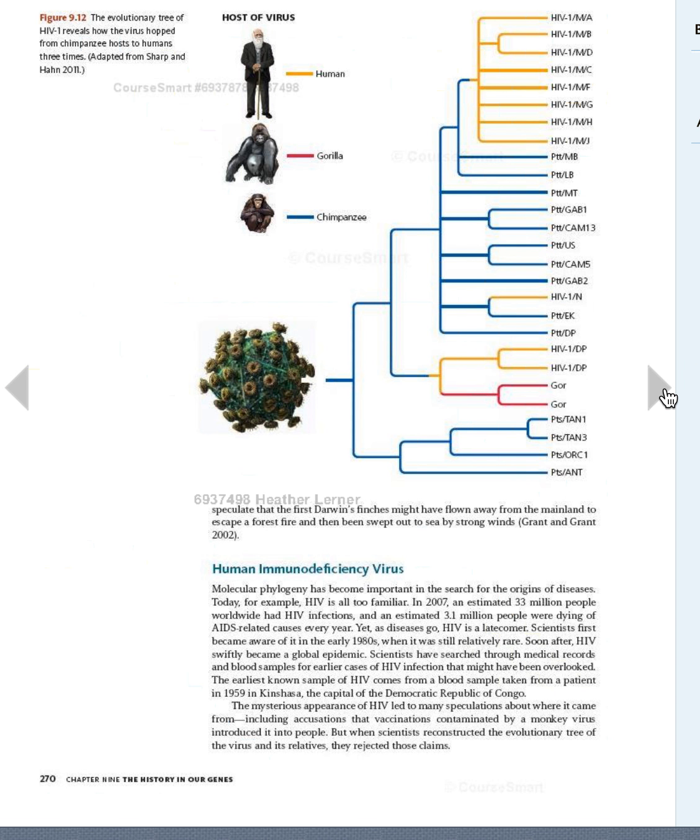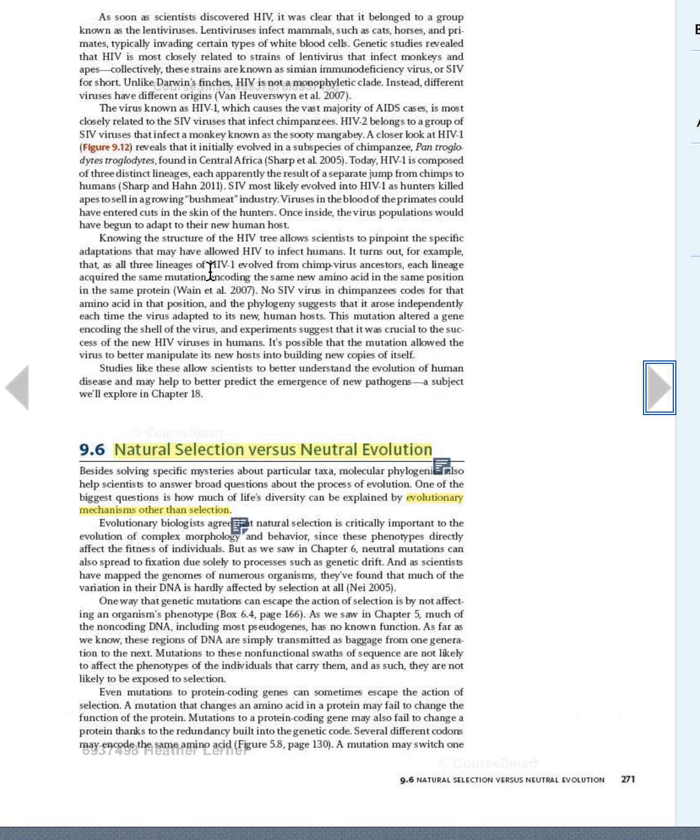And what they point out on the next page that got me so excited was that all 3 lineages had acquired the same mutation encoding the same new amino acid in the same position in the same protein. Wow, I really thought that was amazing. Okay, so natural selection versus neutral evolution. This is great. This is where we start talking about evolutionary mechanisms other than selection.